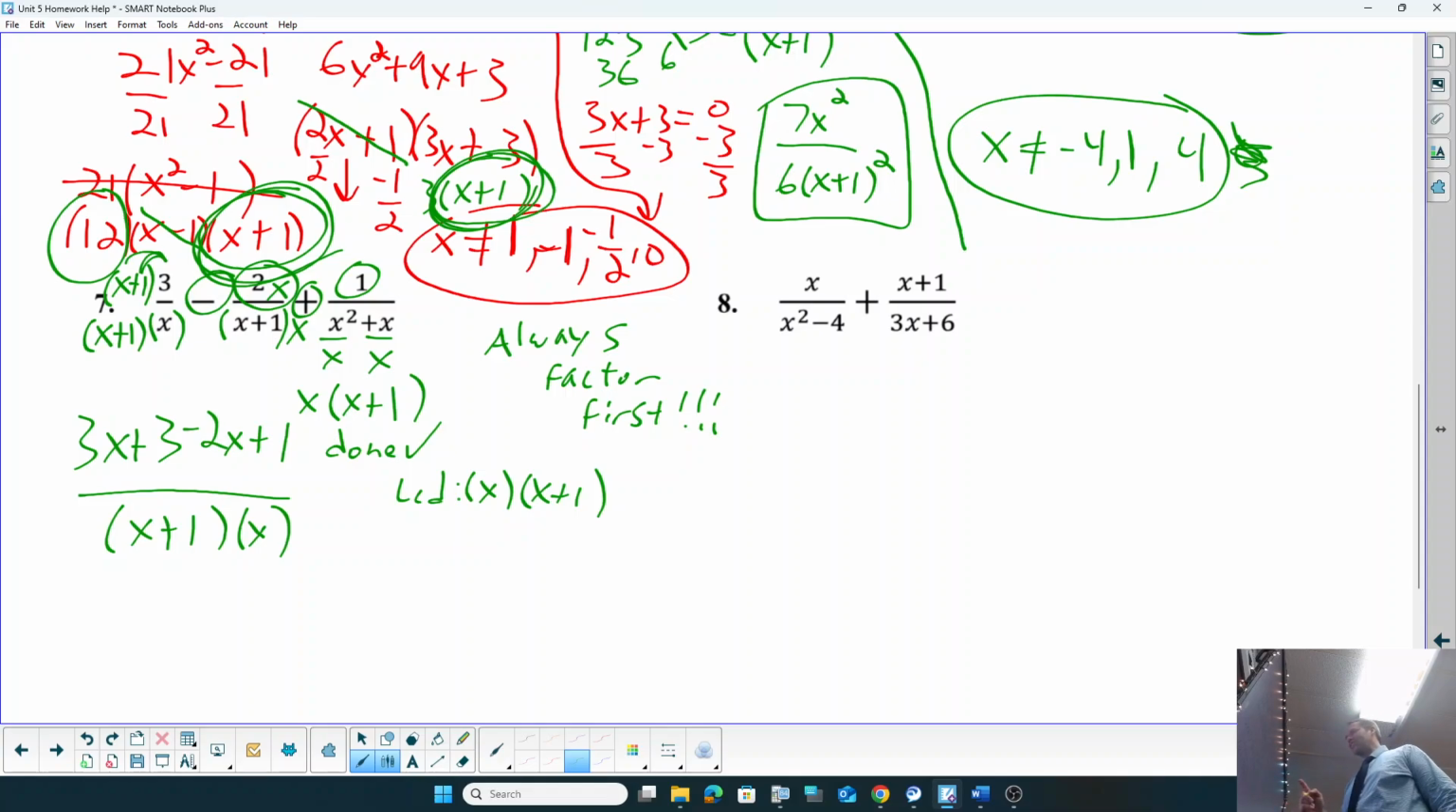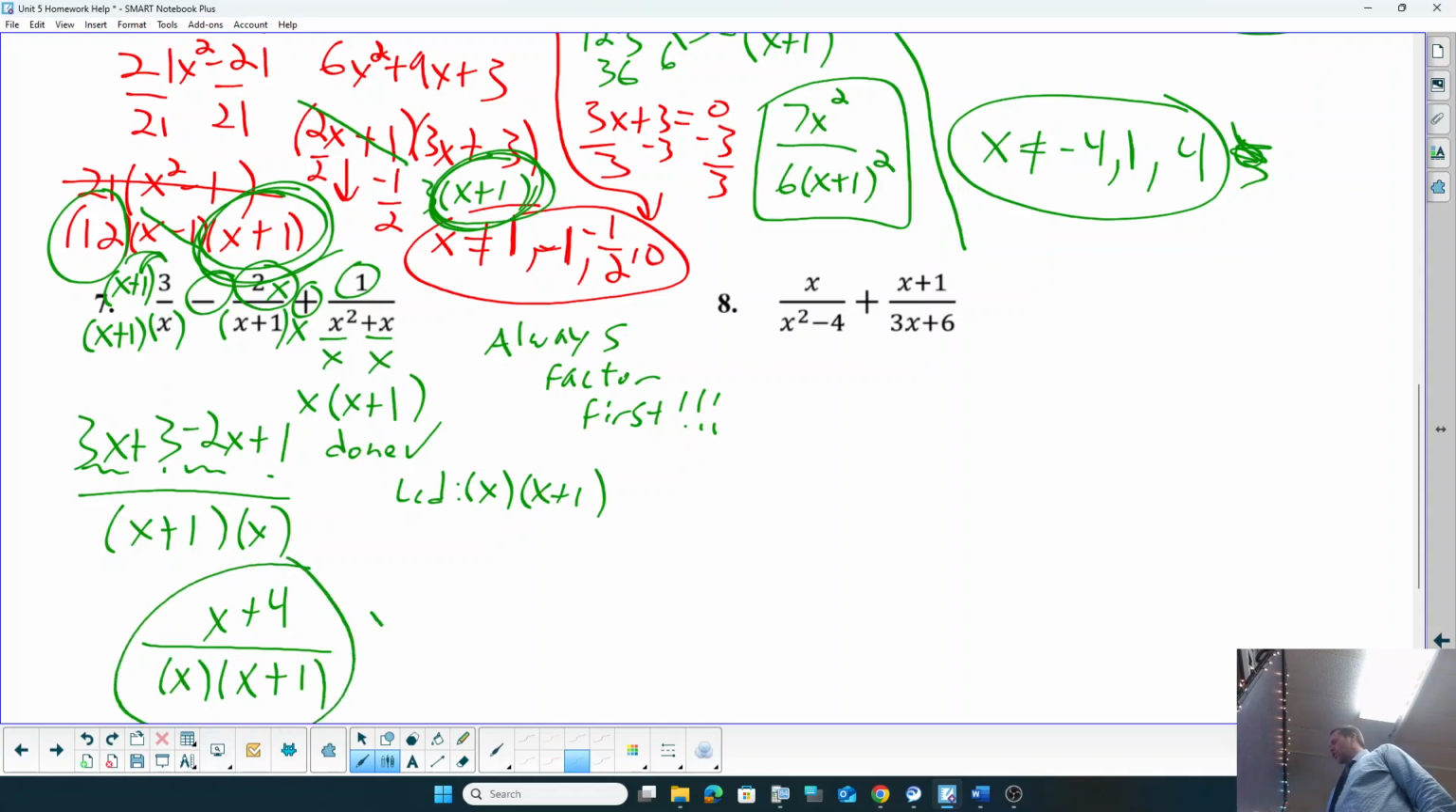And then we want to combine like terms. So 3x minus 2x is 1x. And then we have a 3 and a 1, which is 4. So our final answer there is x plus 4 all over x times x plus 1. Oh, we forgot our restrictions. So our restrictions are 0 and -1.